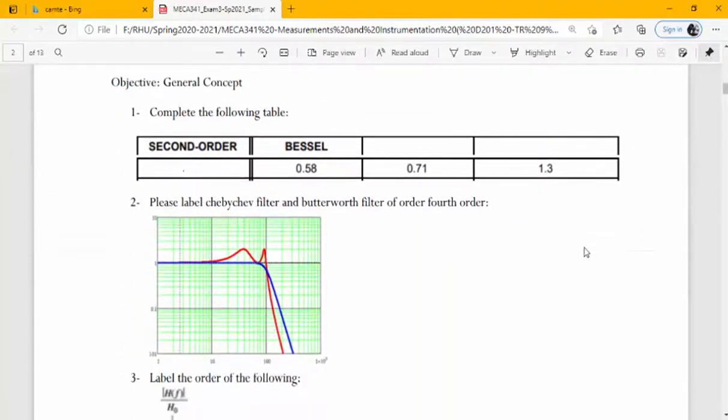The first question will be about your general knowledge about filters. So in the first part you are asked to complete the following table such that you have the order of the filter and the quality factor of the filter. So here we have the passive filter. This has a quality factor or a selectivity of 0.5.